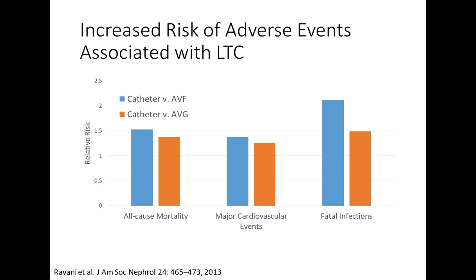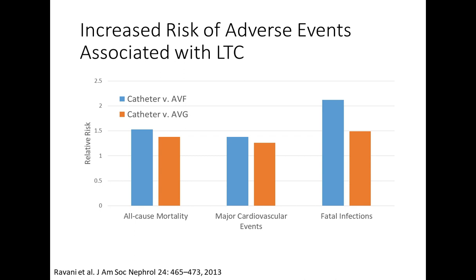Major cardiovascular events, shown in the middle, are 40% higher with a catheter, and the risk of fatal infections, seen on the right, is twice as high with a catheter compared to a fistula. And even though we've had some success in reducing bloodstream infections through a variety of different mechanisms, we've not been able to reduce the infection risk with a catheter to that of infection risks with fistula or even a graft.